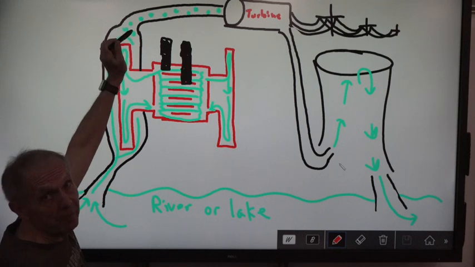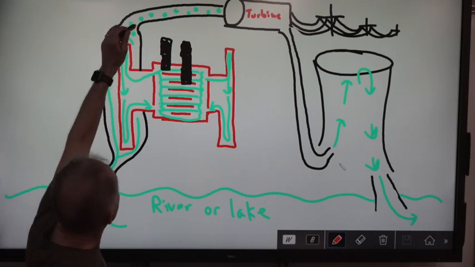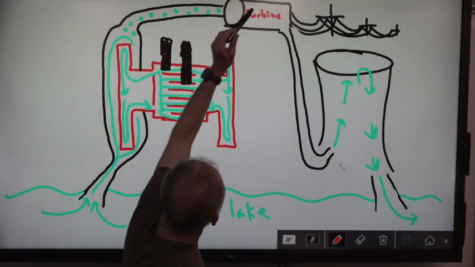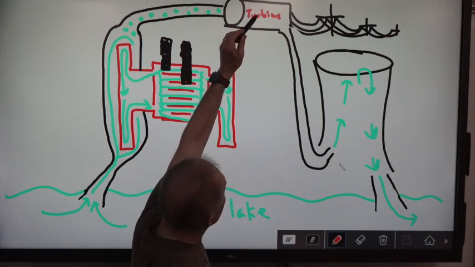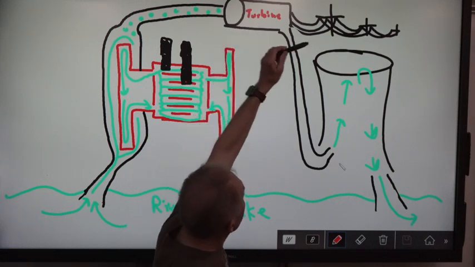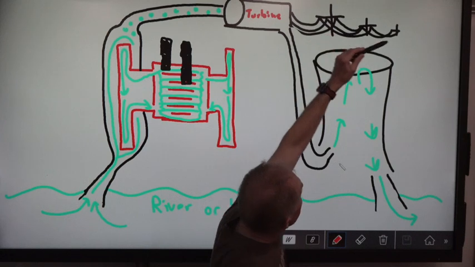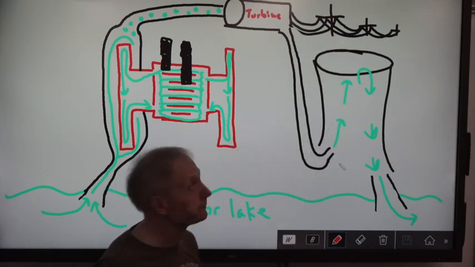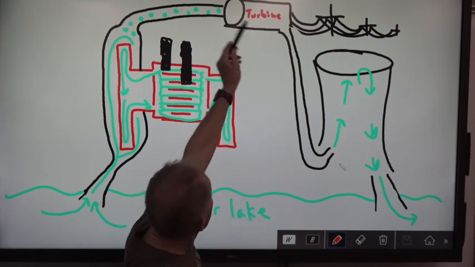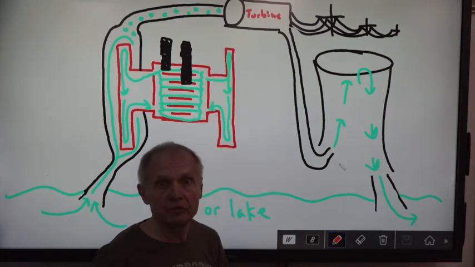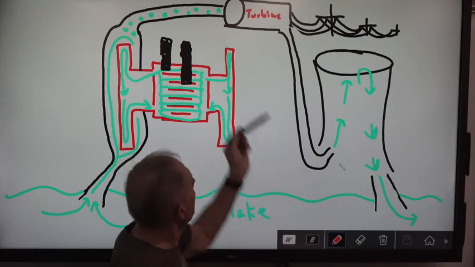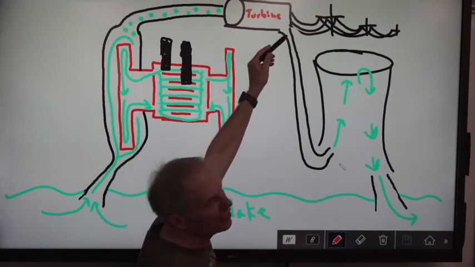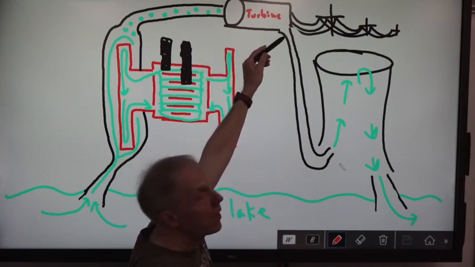These things are supposed to be bubbles of steam. So here comes the steam. It goes into the turbine. The turbine creates electricity. The electricity goes out to the power lines and to your home. Now, remember that steam was super hot. So as it goes through the turbine, it's still super hot. It condenses into super hot water.